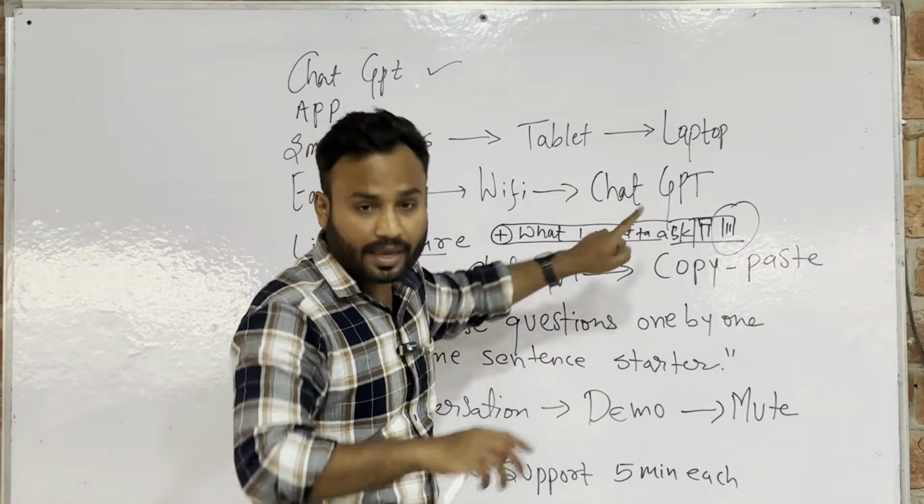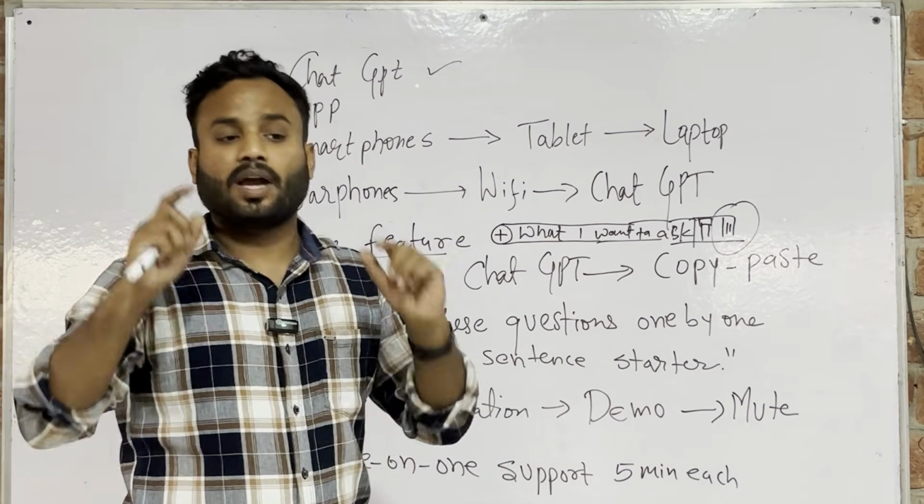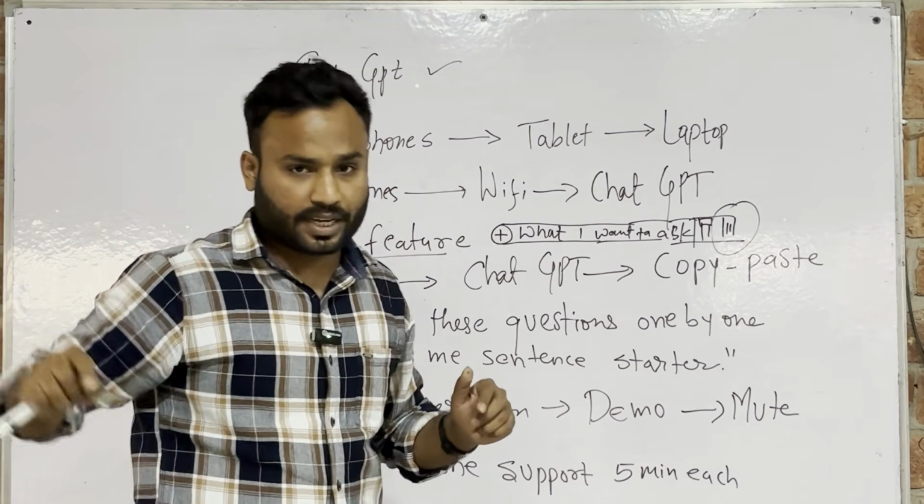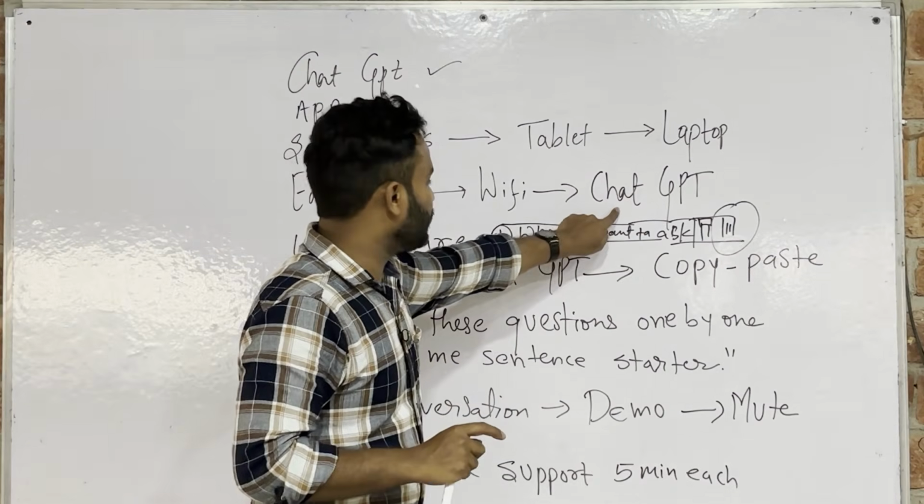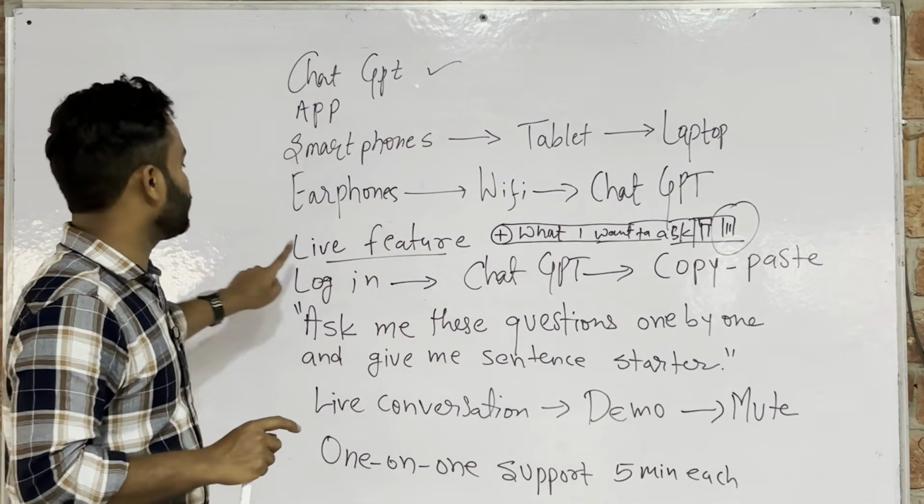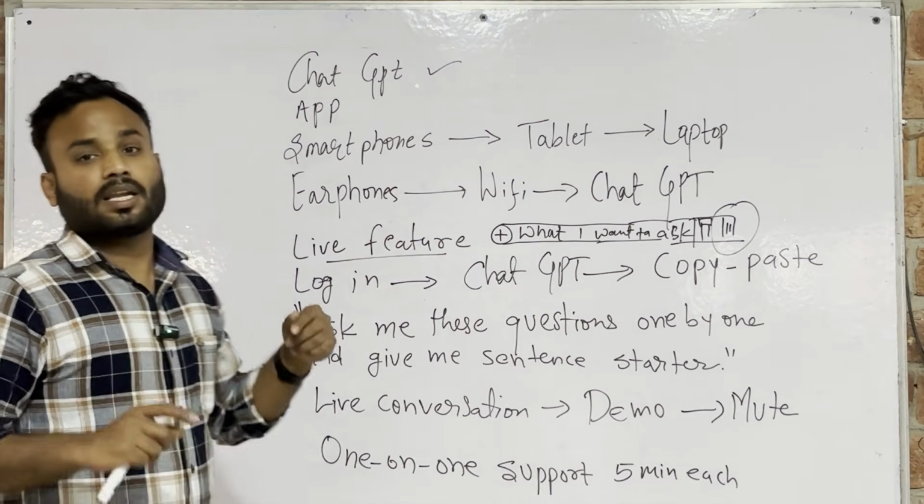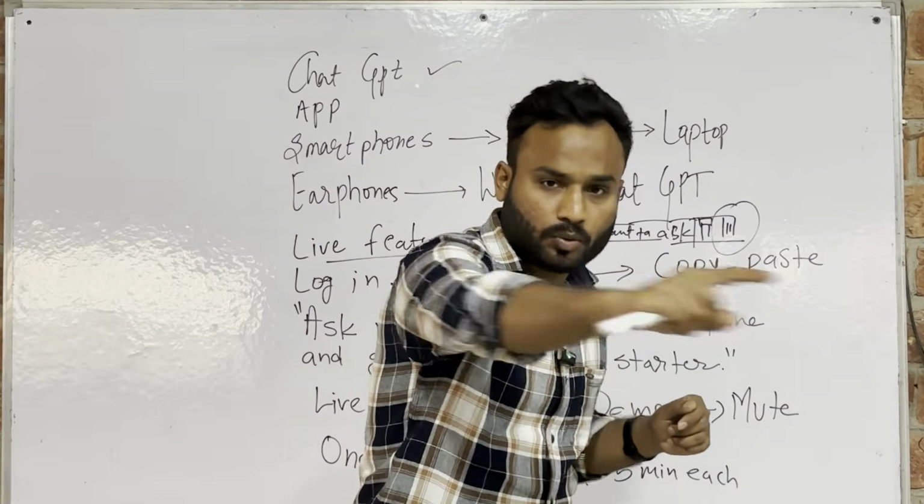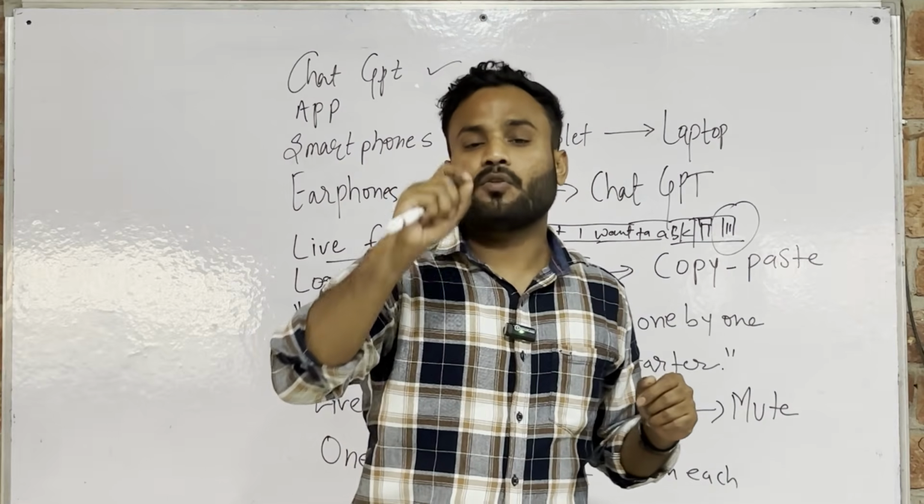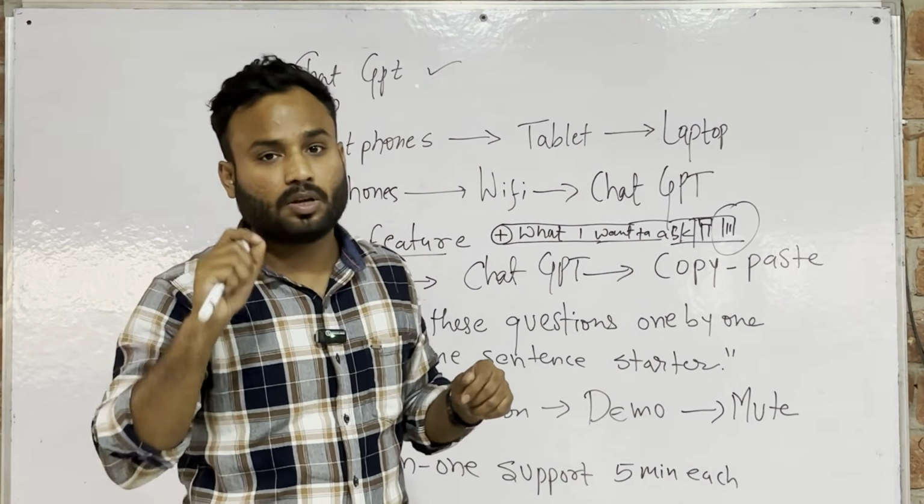Once they have opened the app on all the phones, you have to personally go and check whether they have opened it or not. Once this part is done, the next part is the live feature. Again, you have to monitor it yourself. Walk around the class and check whether the live feature is visible or not.